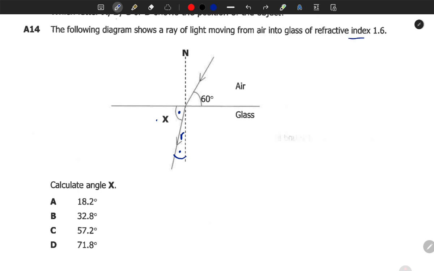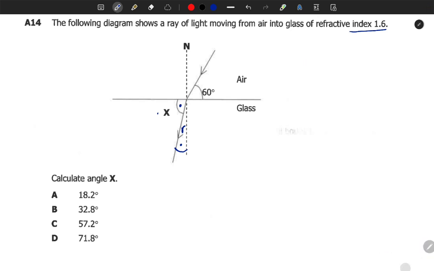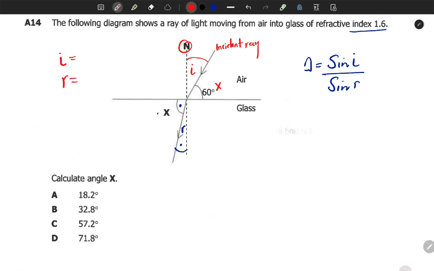So, anytime we're dealing with the refractive index, we use the formula. The refractive index is equal to the ratio of the sine I, which is the angle of incidence, to the sine R, which is the angle of refraction. So in this case, let us first identify angle I and angle R. Angle I is the angle of incidence, which is the angle between the normal and the incident ray. So this one is the incident ray. So the angle we're looking for is this one here, not this one.